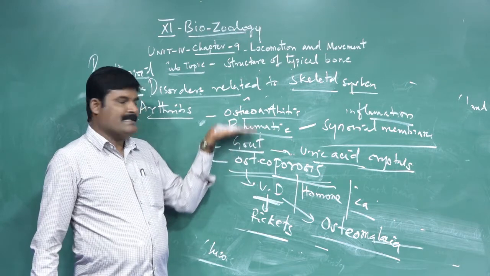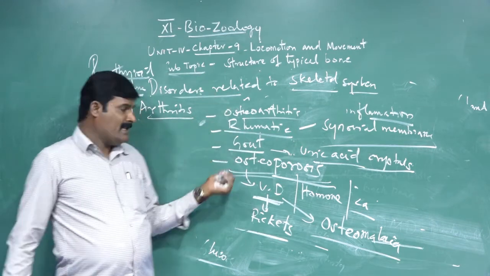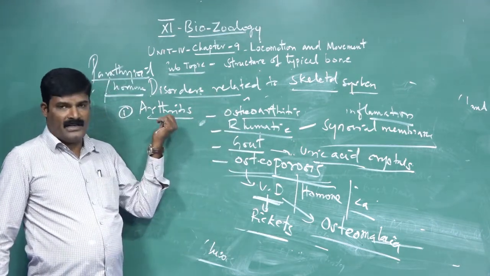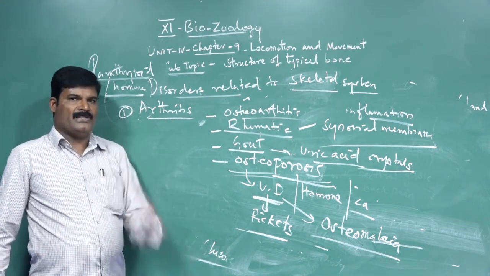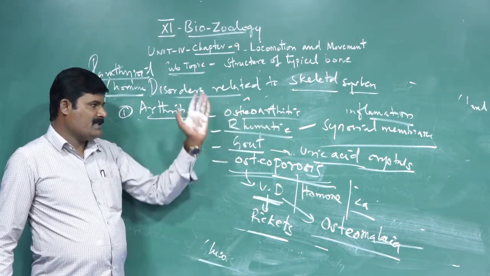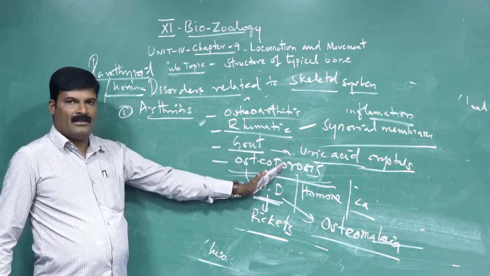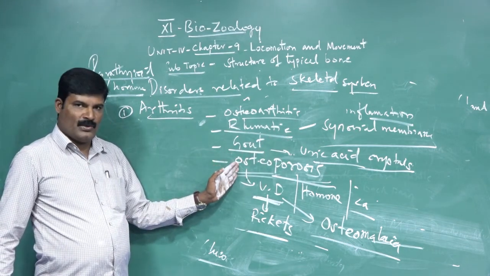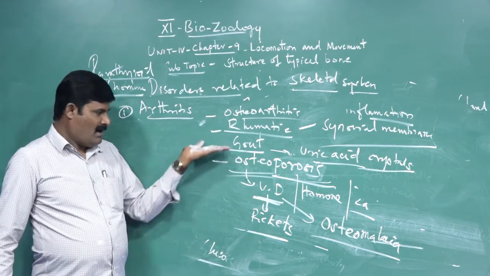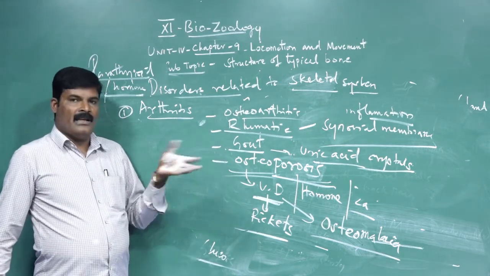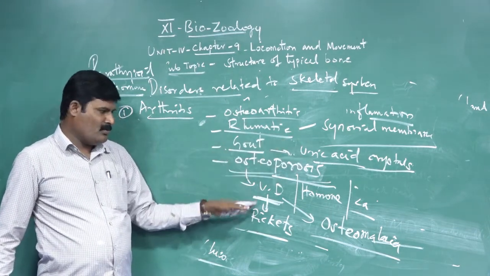Okay, students, listen again. This kind of disorder is related to the skeletal system, bone disorder. All these kinds of bone disorders are commonly known as arthritis. Arthritis is nothing but a degenerative condition, particularly at the joint. That is osteoarthritis, rheumatic arthritis, and gouty arthritis, commonly called gout. The next one is osteoporosis. Gouty arthritis is otherwise called metabolic arthritis, because improper purine metabolism produces more uric acid.